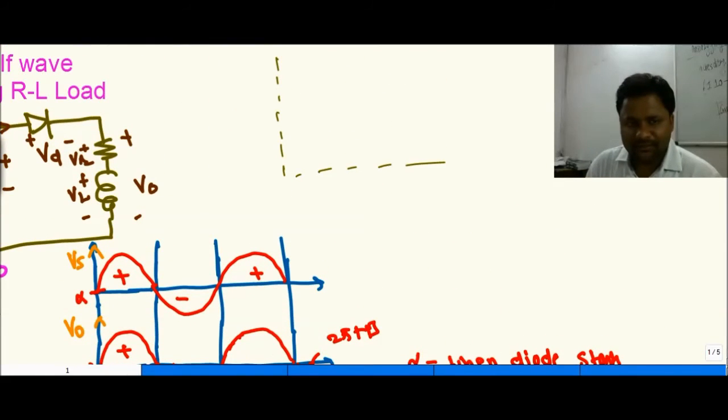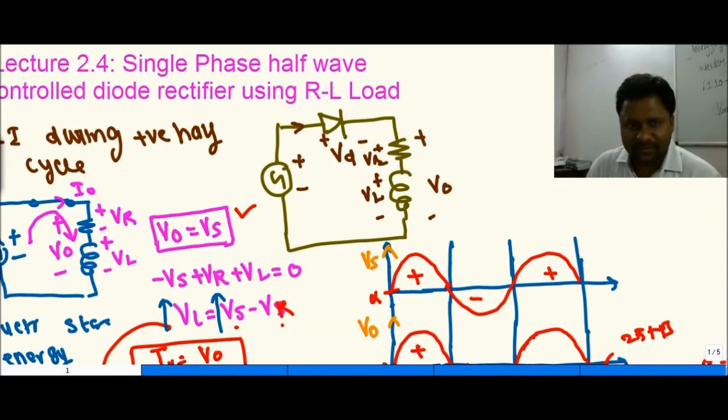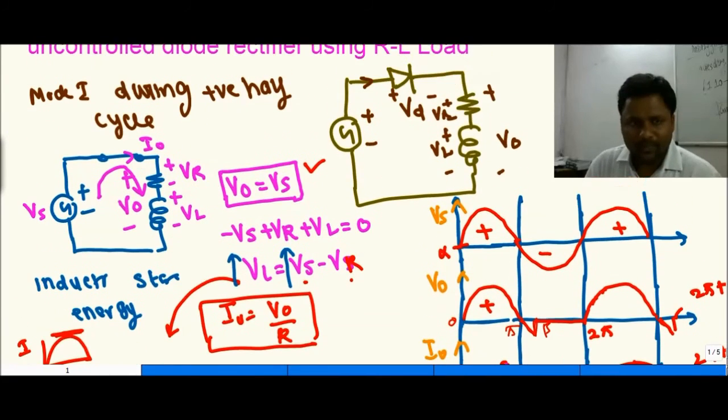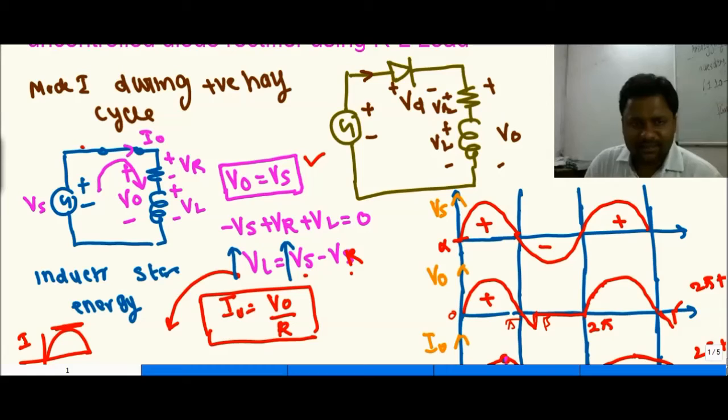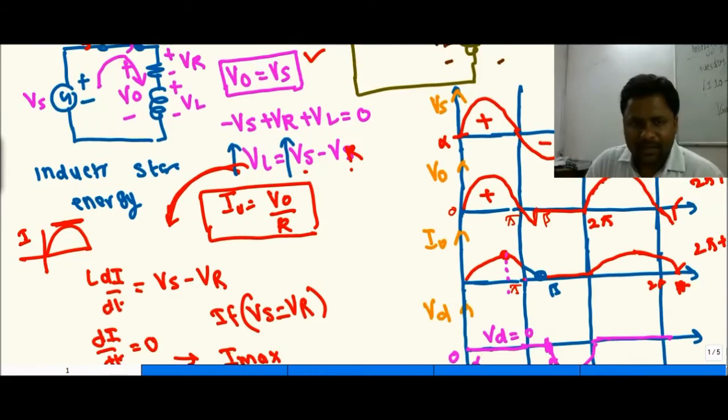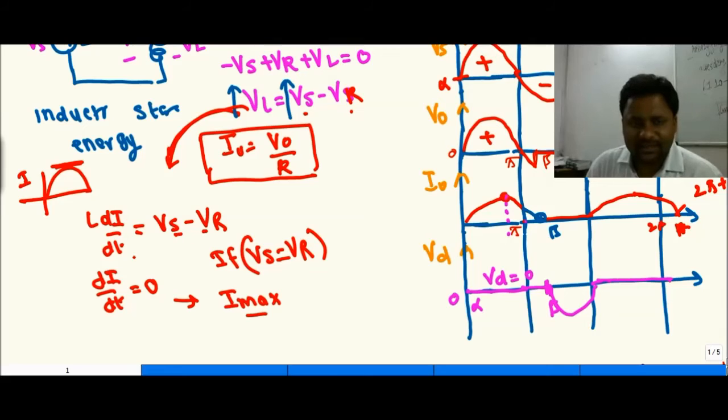Just recall it for the sake of explanation. During the positive half cycle, we have learned that plus is there, the current is flowing from this, the diode becomes on, energy is stored in this inductor, and energy is dissipated in this resistance. After some time we observed that Vr equals Vs, then according to the formula VL equals L di upon dt, when Vr equals Vs, this becomes 0. It means the current achieves the maximum value, and at this point Vs equals Vr.